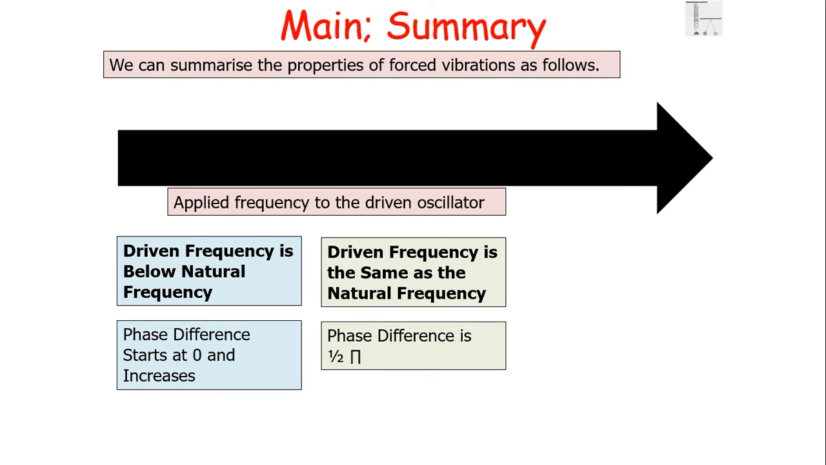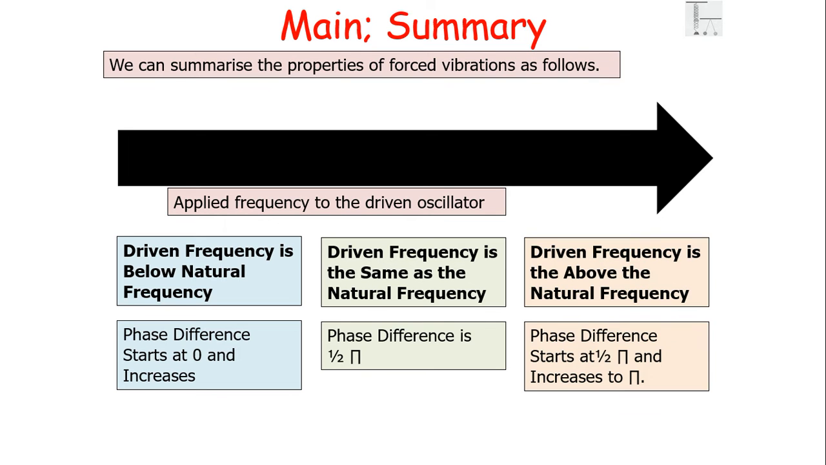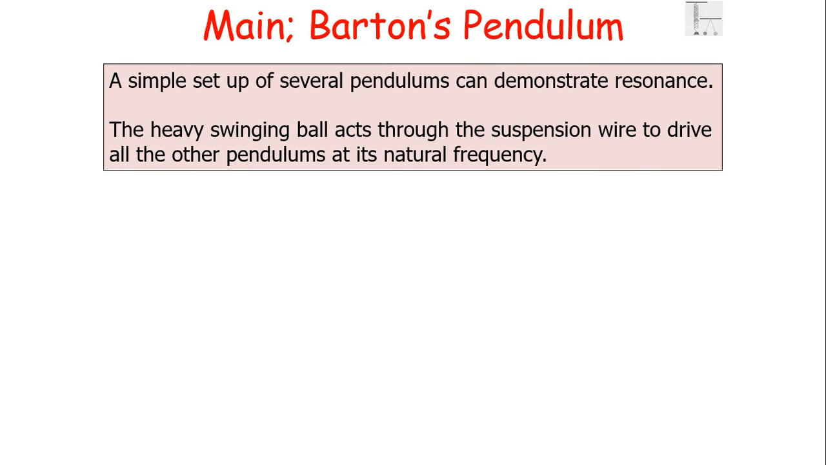When the driven frequency is the same as the natural frequency, when you're at resonance, the phase difference is pi over 2 radians, and then when the driven frequency is above the natural frequency, well, the phase difference starts at pi over 2 radians and increases to pi radians as you increase your driven frequency.